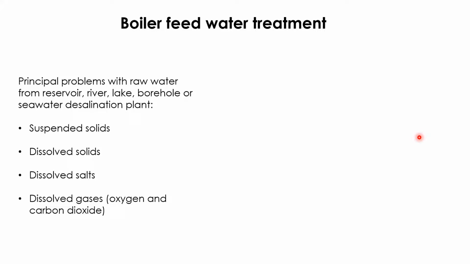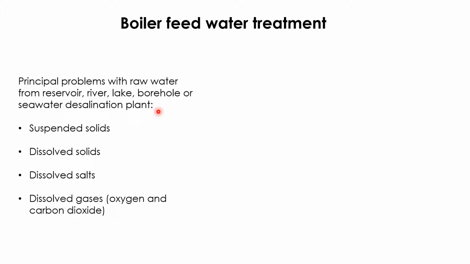Let's have a look into the first component of the steam system, which is the boiler feedwater treatment. The principal problem with raw water, whether you take it from a reservoir, river, lake, borehole, or seawater desalination plant, is that it is not pure water. So from those raw waters, there are contaminants.